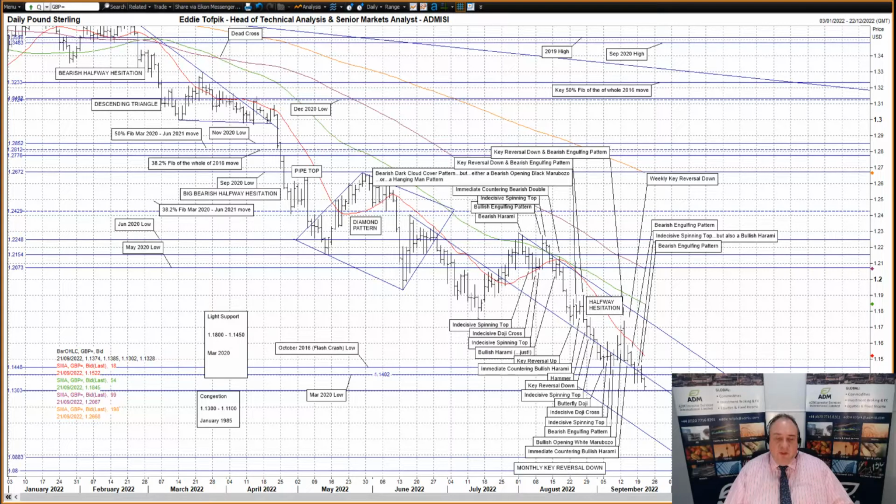However, sterling against the US dollar finished the day yesterday with a bearish engulfing pattern that has made a more than suitable follow-on lower today. Prices have pushed down through the October 2016 flash crash low at 114.48, through the light support between 118 even to 114.5 from March 2020, and towards a congestion between 113 even and 111 even. And that dates from January 1985. Yes, 1985. This is the lowest the market has been since March 1985.